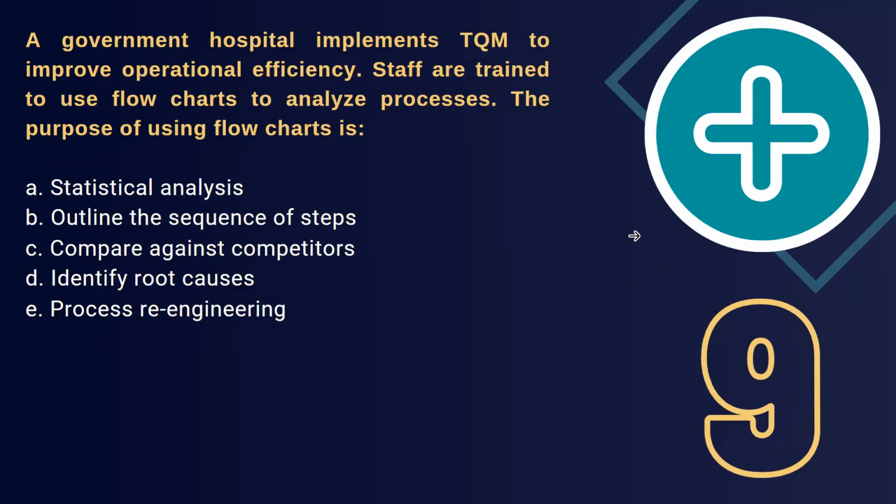A government hospital implements TQM to improve operational efficiency. Staff are trained to use flowcharts to analyze processes. The purpose of using flowcharts is A. Statistical analysis, B. Outline the sequence of steps, C. Compare against competitors, D. Identify root causes, and E. Process re-engineering. The answer is B. Outline the sequence of steps.